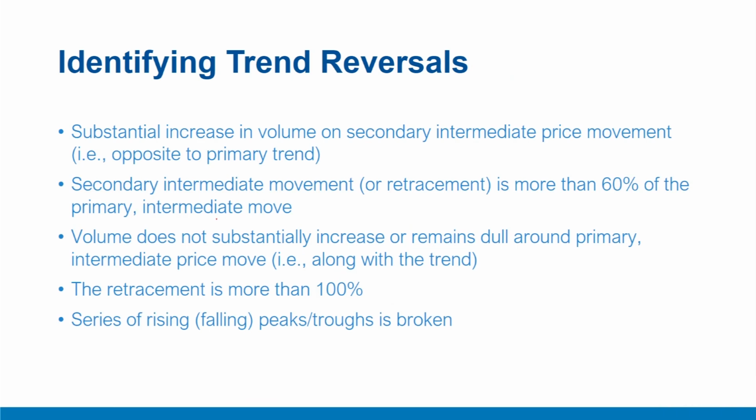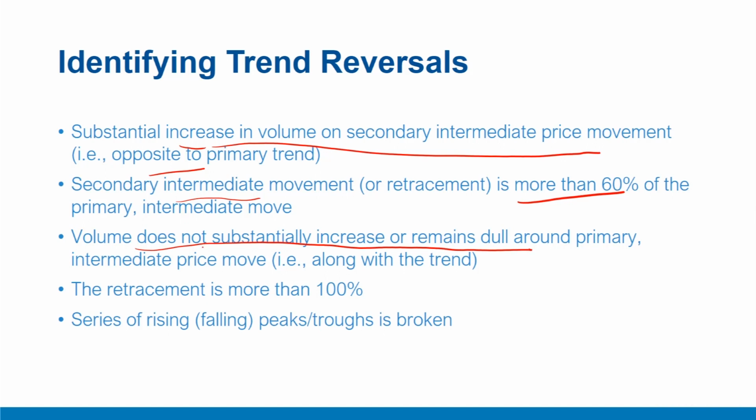To summarize, there is a substantial increase in the volume on secondary intermediate price movement, which is opposite to the primary trend. Secondary intermediate movement or retracement is more than 60% of the primary intermediate move. Volume does not substantially increase or remains dull around the primary intermediate price move, that is, along with the trend. Retracement is more than 100% or a series of rising or falling peaks and troughs is broken.